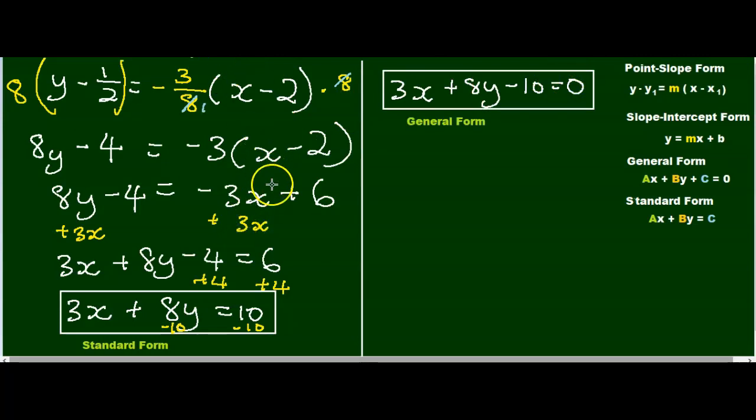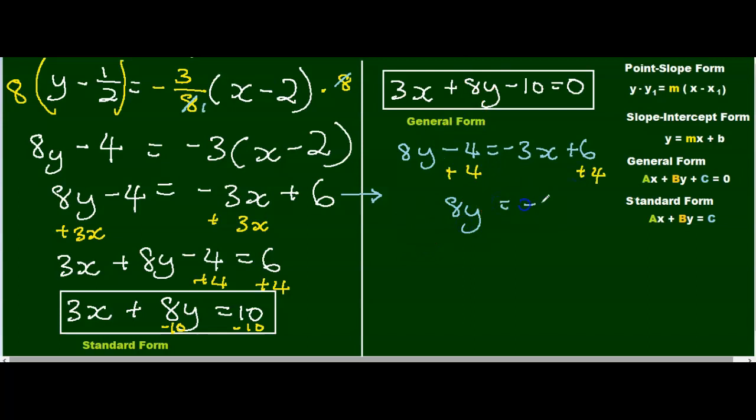So let's use this equation. I'm going to write it as 8y minus 4 equals negative 3x plus 6. We want it in the form y equals mx plus b. So let's get rid of everything around our y. So we want to get rid of that negative 4. So we're going to plus 4 on both sides. That leaves me with 8y equals negative 3x plus 10.